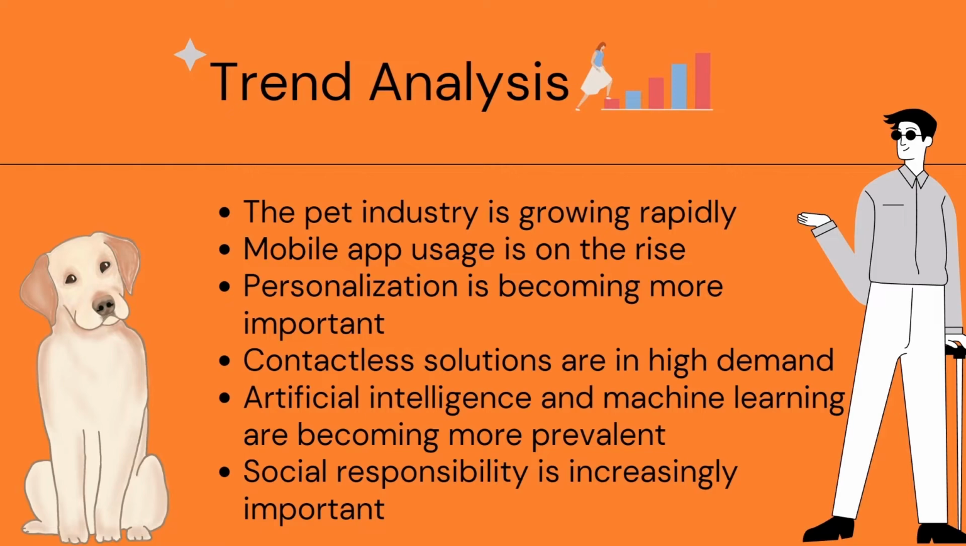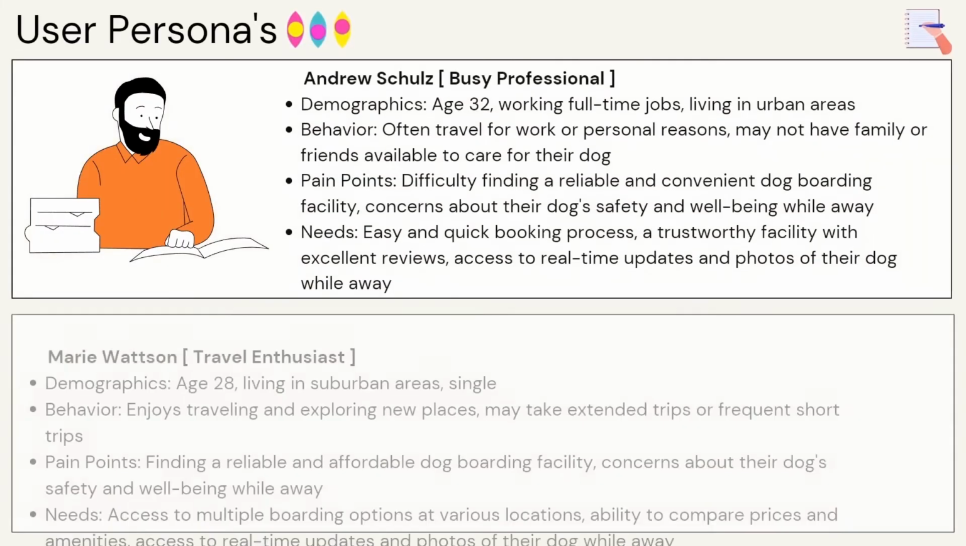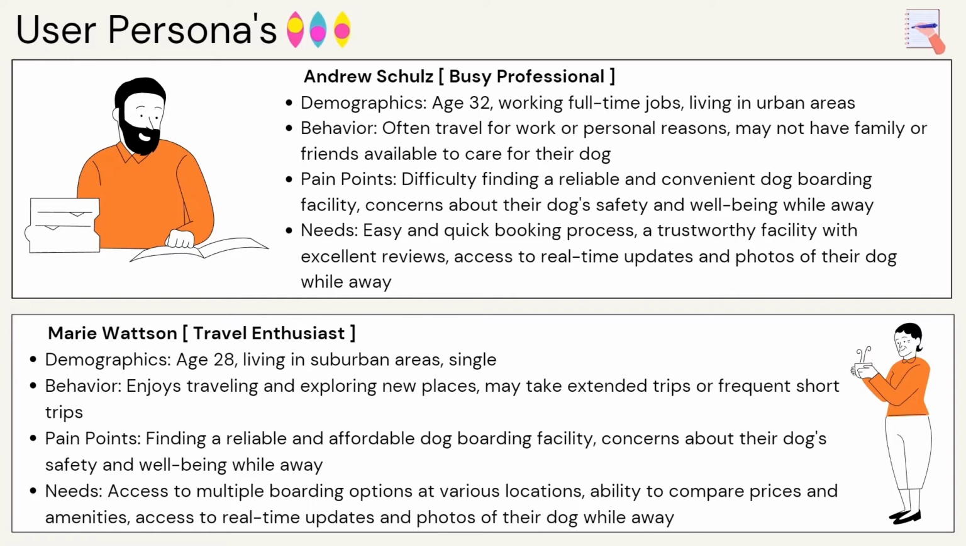You might ask me, what trend analysis did you find? So I made an assessment chart for it, documenting it in a very short format. The pet industry is growing rapidly. The usage of mobile apps is on the rise. Personalization has become more important. Contactless solutions are in demand. AI and machine learning are becoming more prevalent, such as in smart homes, etc. And social responsibility is increasingly important.